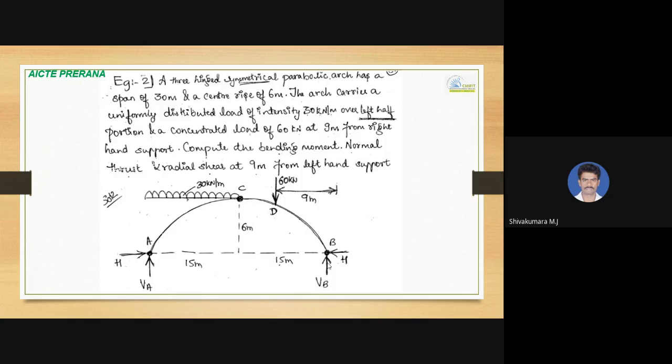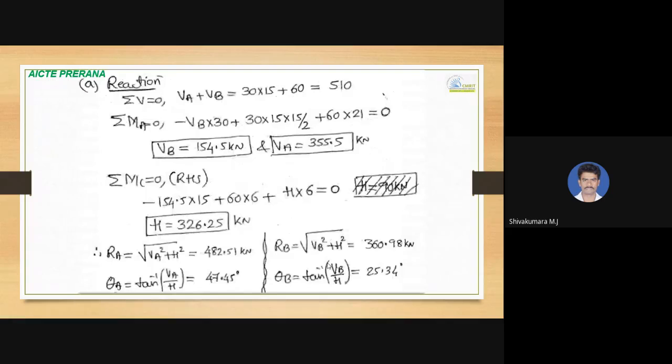And how do we find the support reactions and the required things, that is bending moment, normal thrust and radial shear? First, we should start with finding the support reactions. We have the conditions of equilibrium: summation of Fy equal to 0, summation of Fx equal to 0 and summation of moment equal to 0.